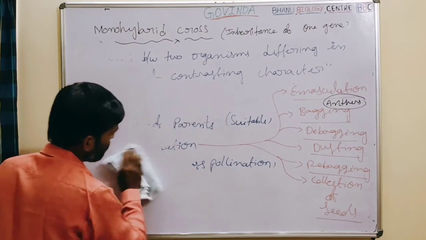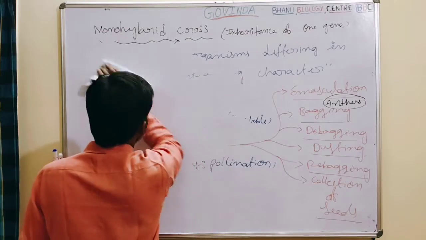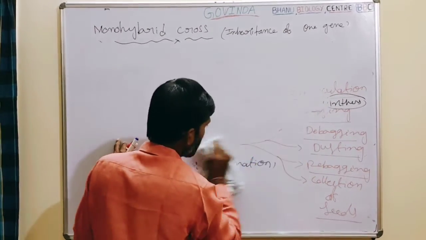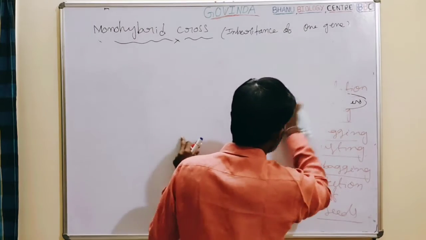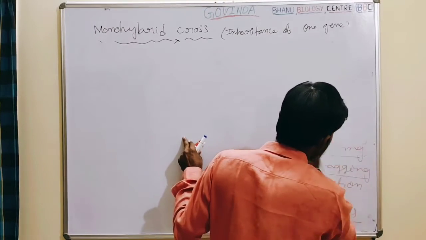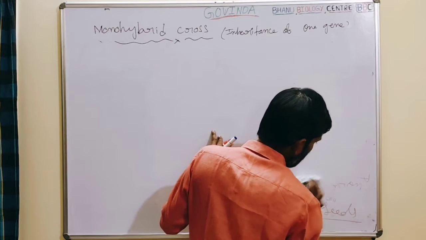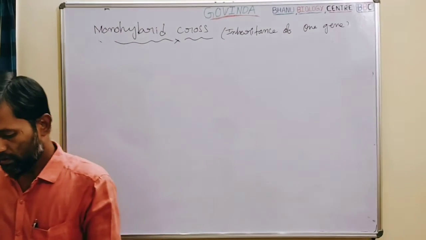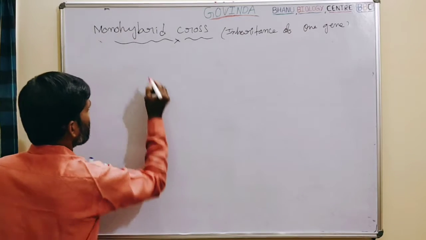Next, we discuss this by taking one character as an example. I would like to take the stem height of a pea plant.